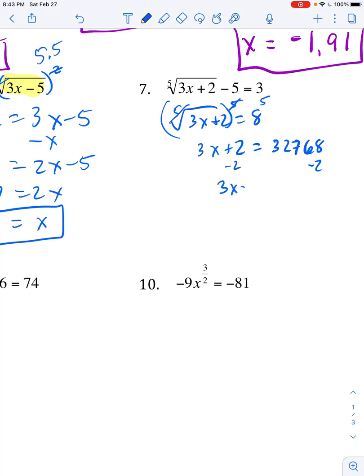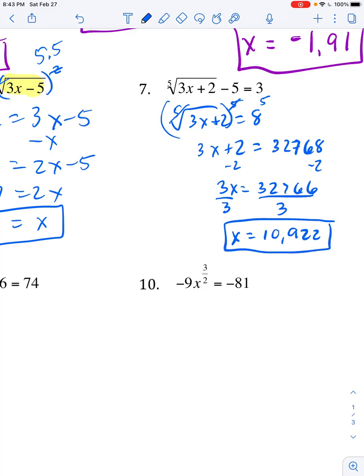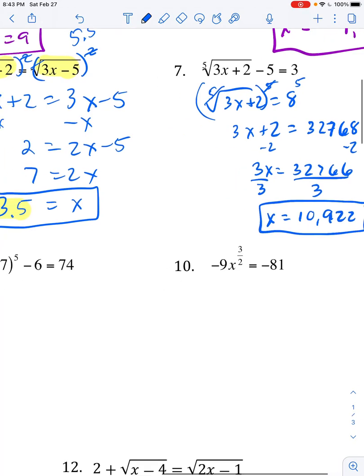So I'll have 3x equals 32,766. And then I'm going to divide out my 3. And x is 10,922, and that goes in evenly. I don't have a decimal answer for that one. Awesome.